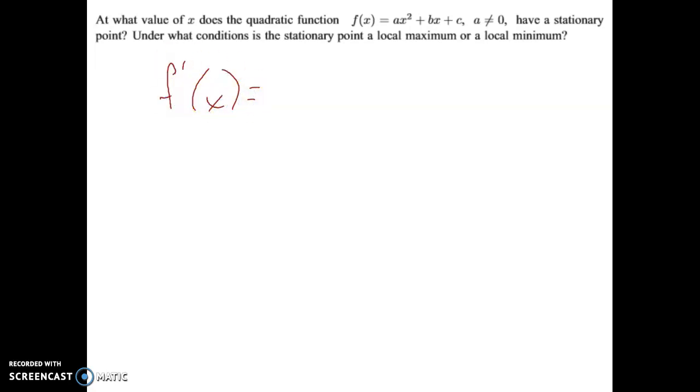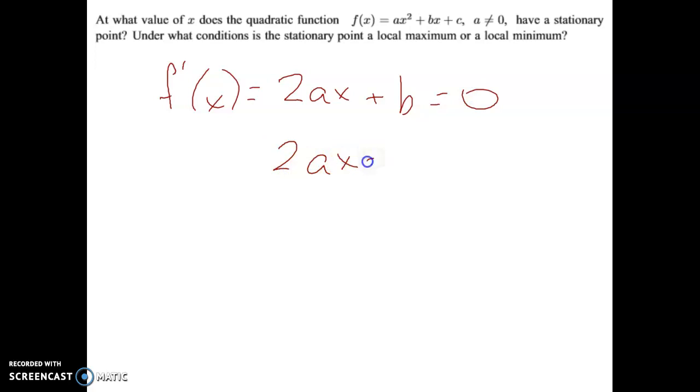So I'm going to move that 2 into the front, subtract 1 from the exponent. 1 times b is b, and then the x to the 0 goes away, and the derivative of c is 0 because it's a constant. So there's my derivative, 2ax plus b. I'm going to set that equal to 0 to find the stationary points or the critical numbers.